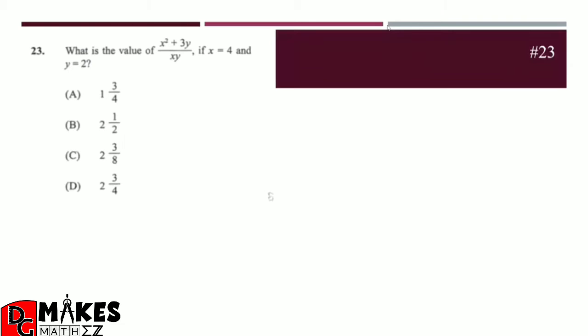Number 23. And it says, what's the value of x squared plus 3y over xy, if x is 4 and y is 2? And for this video, I'm going to leave in the description a link to the substitution video I have done. Well, 2 substitution videos. All right, so that you can always get more practice. And they are also CSEC questions, so no worries. It only gets better and better. All right, so we have x squared plus 3y over xy.